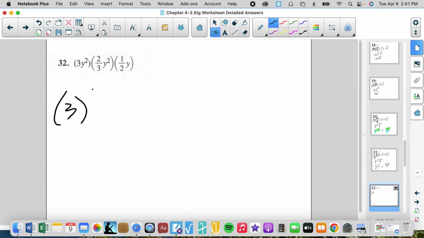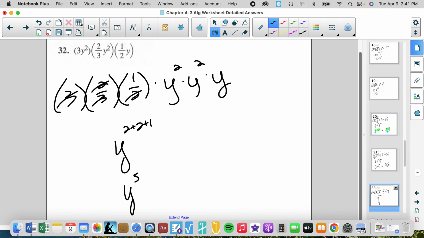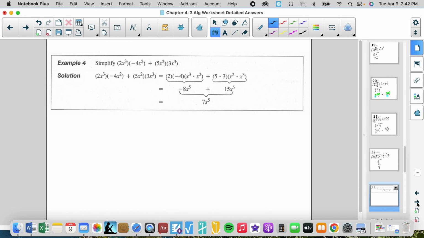Coefficients, 3, 2/3, 1/2. No x's, so we'll go straight to the y: y to the second, y to the second, y. 3 in the denominator cancels with 3 in the numerator. 2 in the denominator cancels with 2 in the numerator. We're left with 1. We have y to the 2 plus 1, which equals y to the 5th. We wouldn't write a 1. Coefficients of ones are not written.